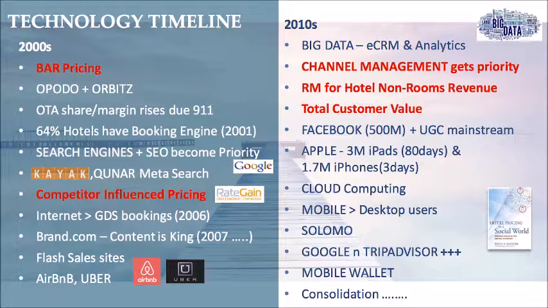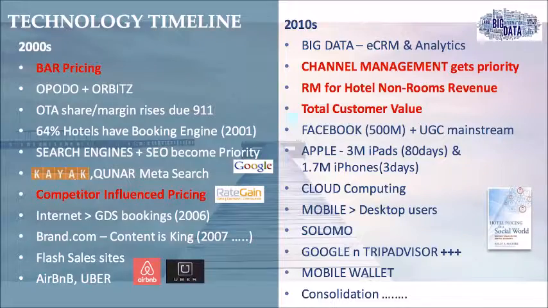Then brand.com took a slightly different focus. So now we've got instant booking engines, we've got some of the pricing on it, we've got competitor influence pricing, and now really for brand.com at that time, content was king, something that we continue to hear all the way through since 2007. And the flash sales type of specialist niche sites came and went very quickly, as Fabian explained, but it did come around 2007 or so.